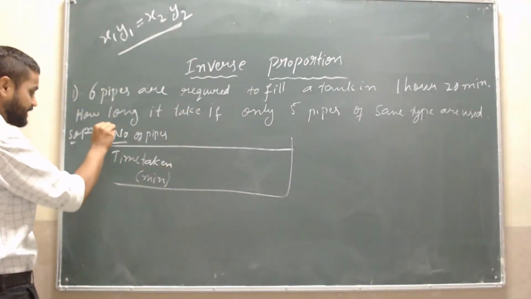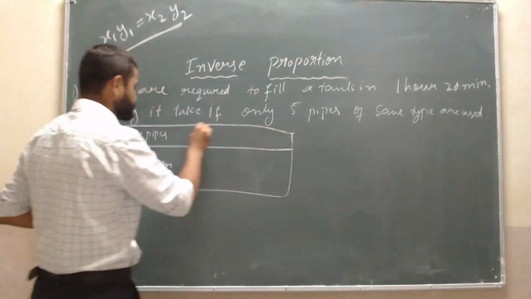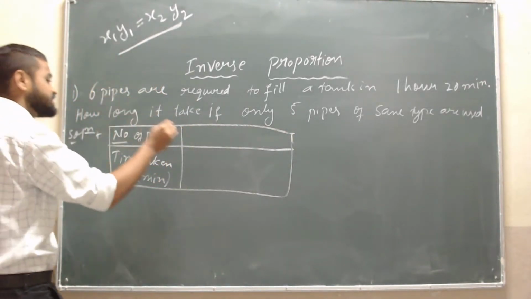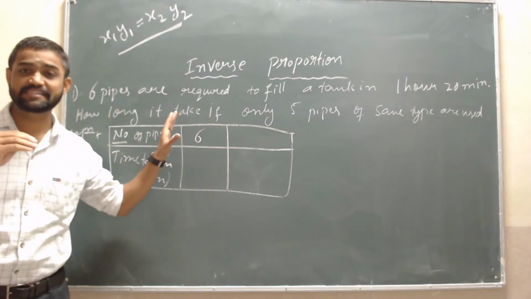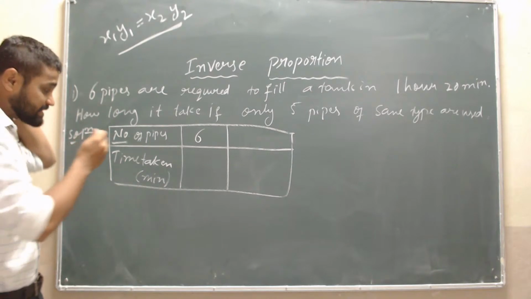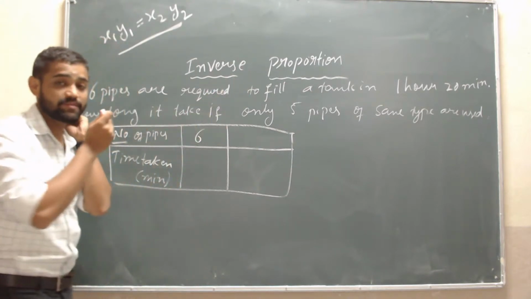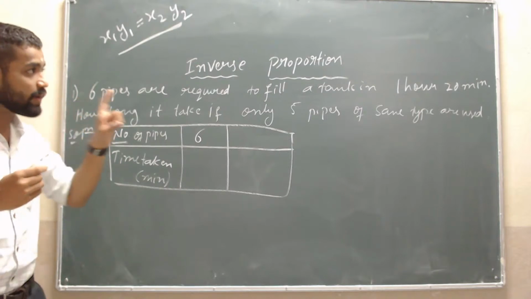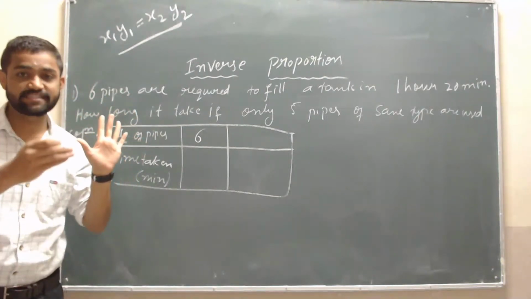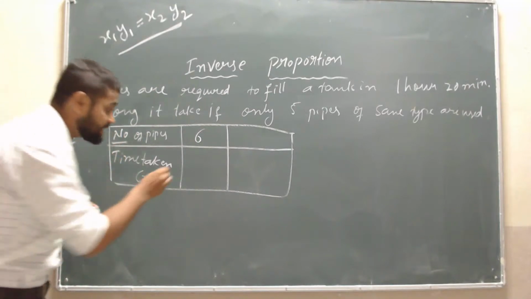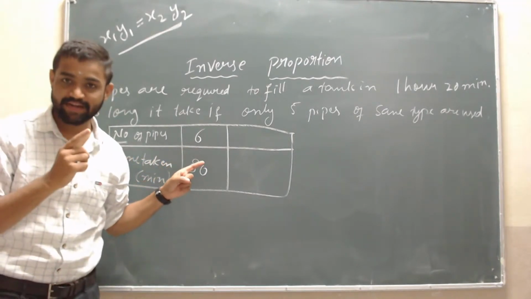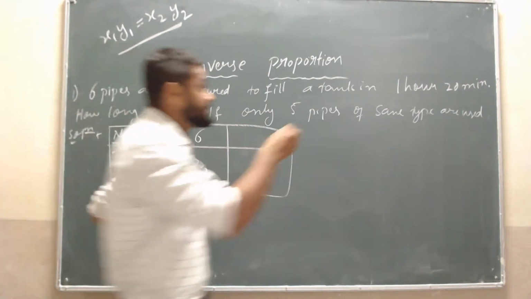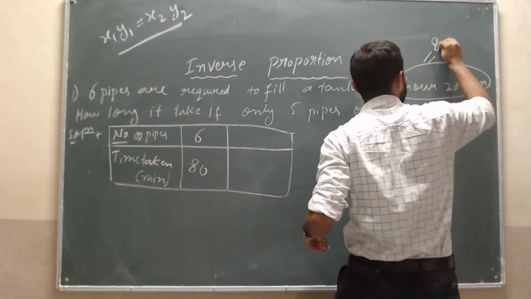Just write down the given data, what he has given. Number of pipes: 6 pipes in the given data. Then how much time is taken by those 6 pipes? Sir, 1 hour 20 minutes. That means 1 hour is equal to 60 minutes and 20 minutes more, totally 80 minutes. May I write 80 minutes here? Is it clear to you?